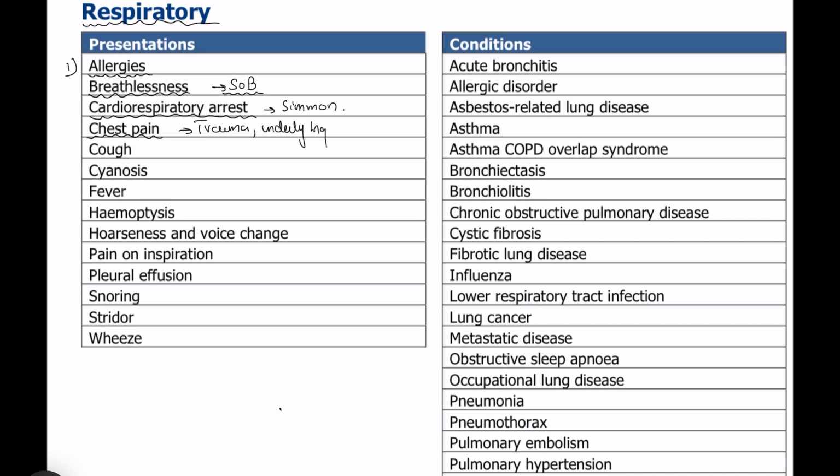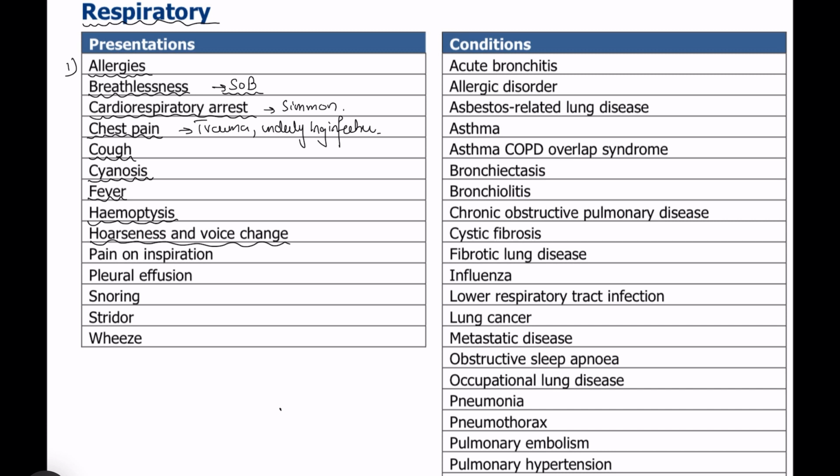This can be due to trauma or underlying infection, or it can be due to any heart diseases. Cough, another one of the very common presentations. Then comes cyanosis, which is due to the decrease in oxygen and increase in carbon dioxide levels within the vessels, which causes glowing of the skin.